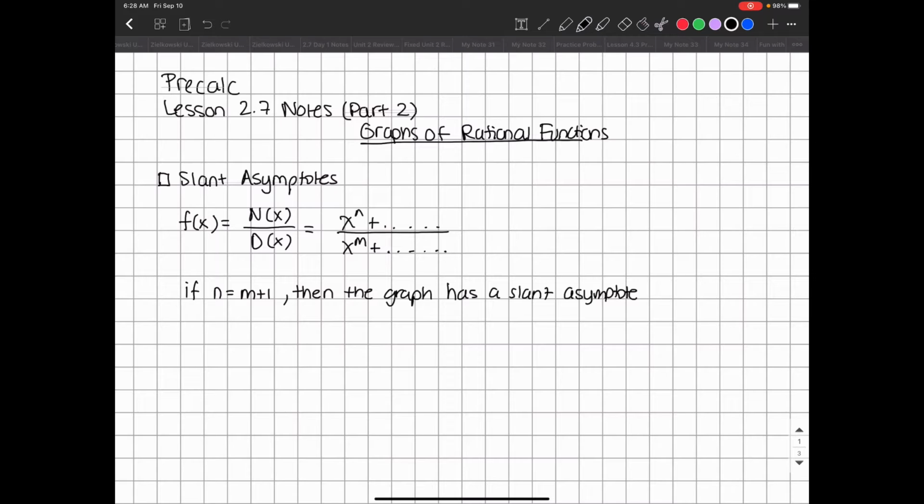And that slant asymptote is going to be at q of x, which stands for the quotient from dividing the top by the bottom of the fraction for the rational function. So to find what the slant asymptote is, a slant asymptote is a diagonal line. I know it's going to be in the form y equals mx plus b. I'm going to divide the top and the bottom, and I'm going to get a line.